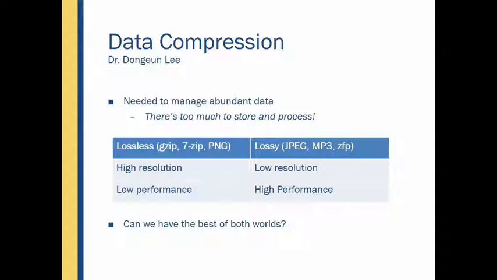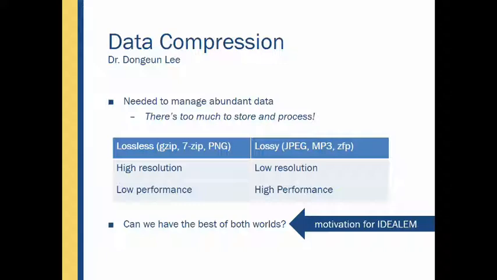So my research started from this question. Can we not have the best of both worlds? Last year, my colleagues and I introduced some of the research, some of the results that I believe are addressing somehow both of these advantages.